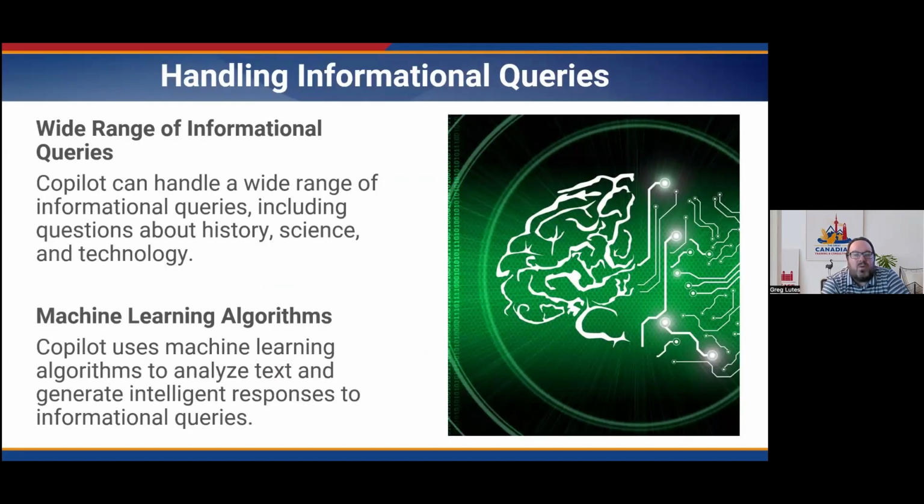Copilot can handle a wide range of informational queries. It includes questions about history, science, technology. Honestly, sky's the limit in a sense. Copilot uses machine learning algorithms to analyze the text and generate intelligent responses. And it really does. As I've mentioned, I use this over Google when I'm looking for information because sometimes I need that extra information or that extra explanation on exactly what it is that I've found.